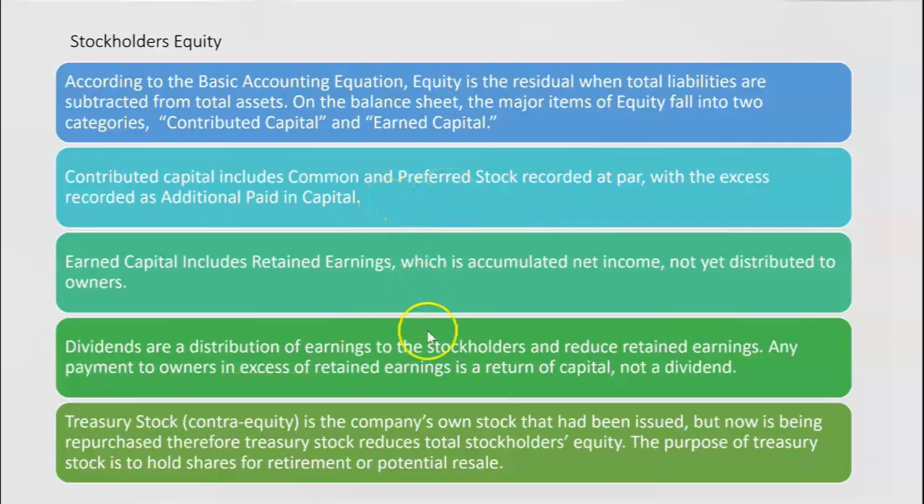Another stockholders' equity account that you need to know something about is Treasury Stock. Treasury Stock is a contra-equity. That means the opposite of equity. Treasury Stock is the company's own stock that had been issued, but now is being repurchased. Therefore, Treasury Stock is going to reduce total stockholders' equity. That's why we call it a contra. Contra equity means it's the opposite of equity. The purpose of Treasury Stock is to hold shares for retirement or potential resale. So the company that buys the Treasury Stock back will either retire those shares or they'll hold on to them, and then when the price of the stock goes up, they might resell them then.